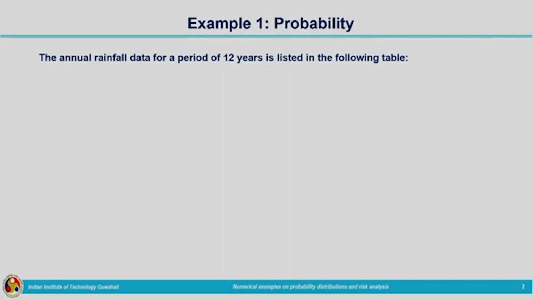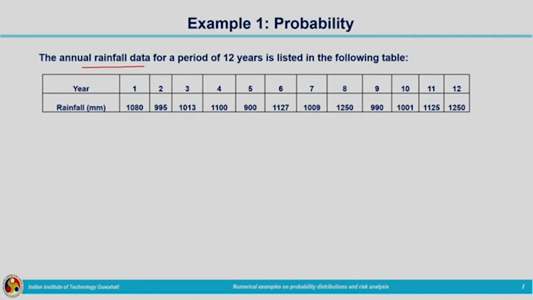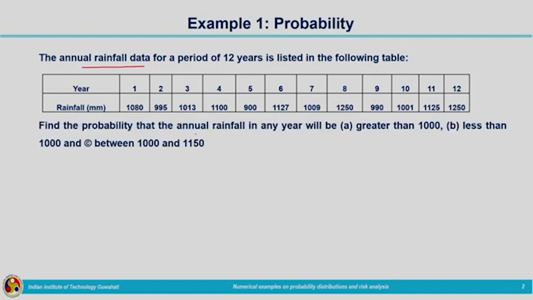First example is on probability. The annual rainfall data for a period of 12 years is listed in the following table. 12 years of annual rainfall data is given to you. Find the probability that the annual rainfall in any year will be greater than 1000 millimeter, less than 1000 millimeter and between 1000 and 1150 millimeters. We need to estimate the probability related to different conditions.